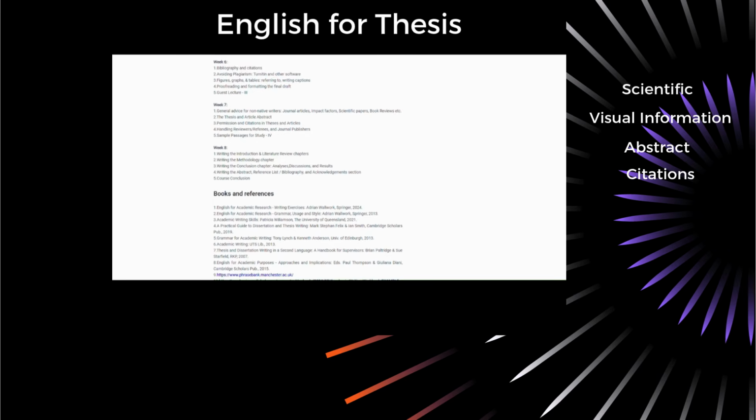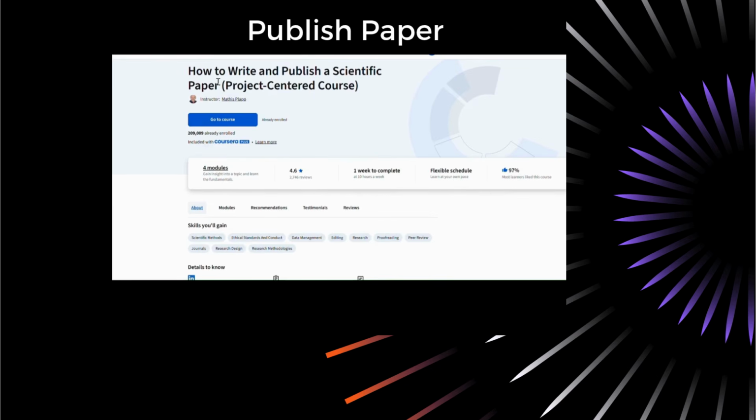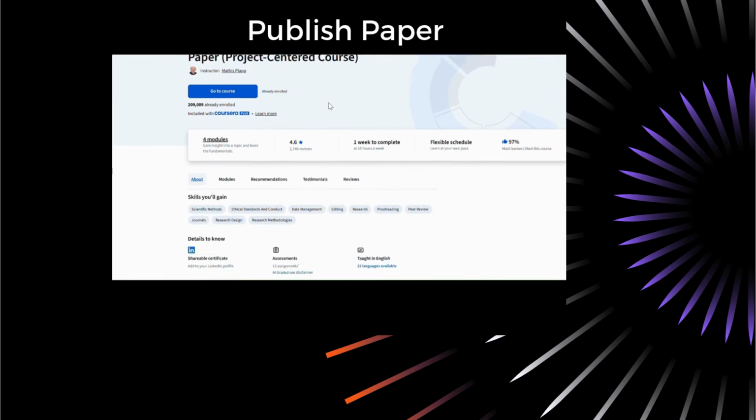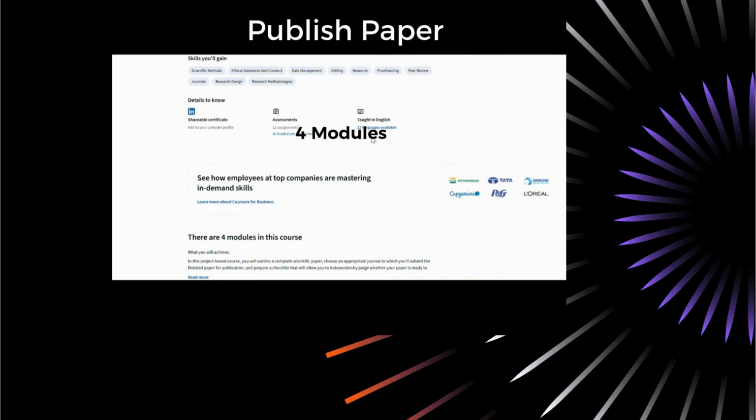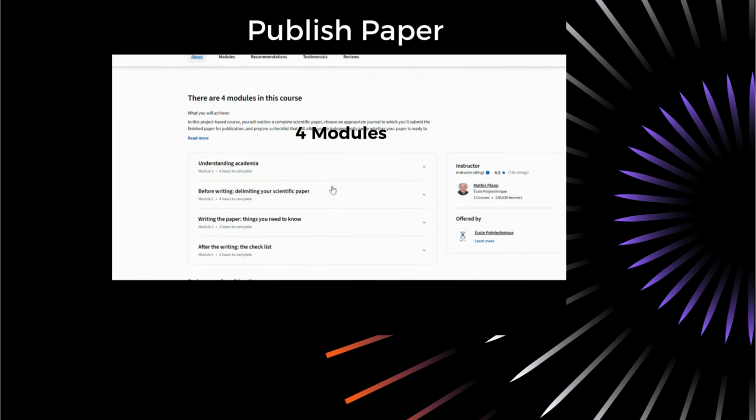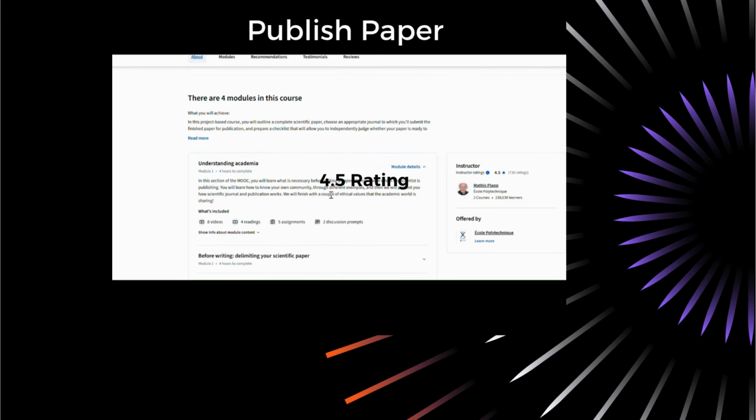After you are thorough with how to write scientific writing, you can check out this one also. This is also a good one, how to write and publish a scientific paper. There are 4 modules. Okay, you just need 1 week to complete it. If you see, they have given a rating of 4.5. That is a very good rating.